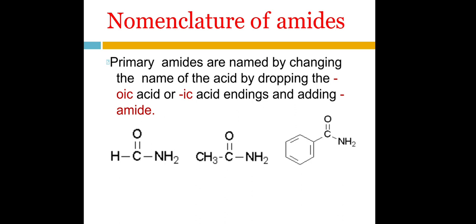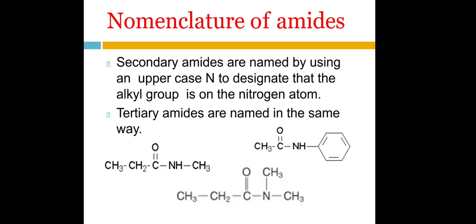Primary amides are named by changing the name of the acid, dropping the -oic acid or -ic acid endings and adding amide. In the middle is an example of acetamide, and the third one is benzamide.